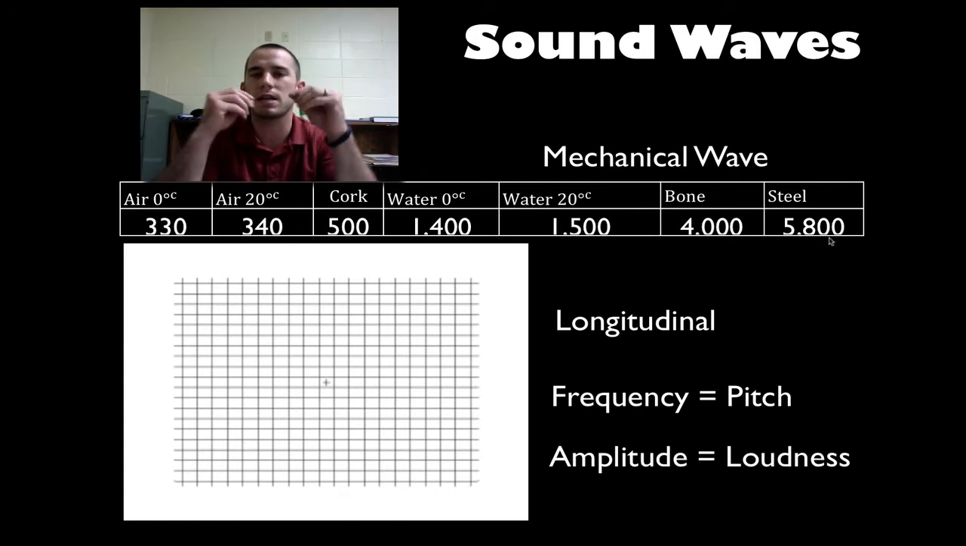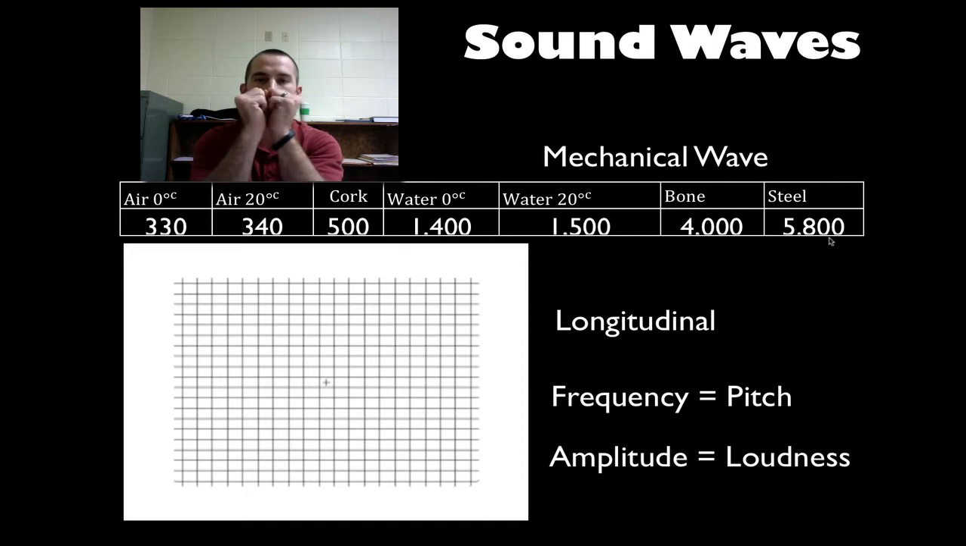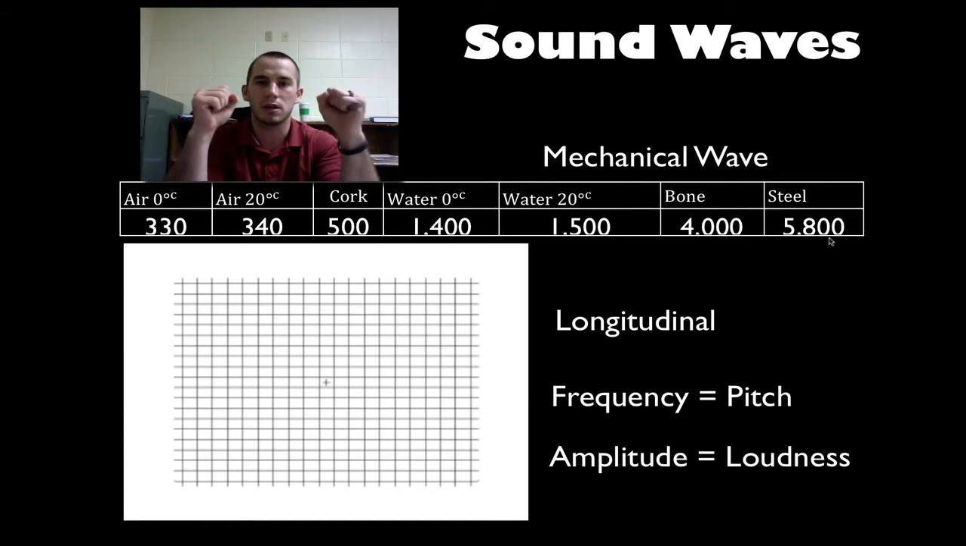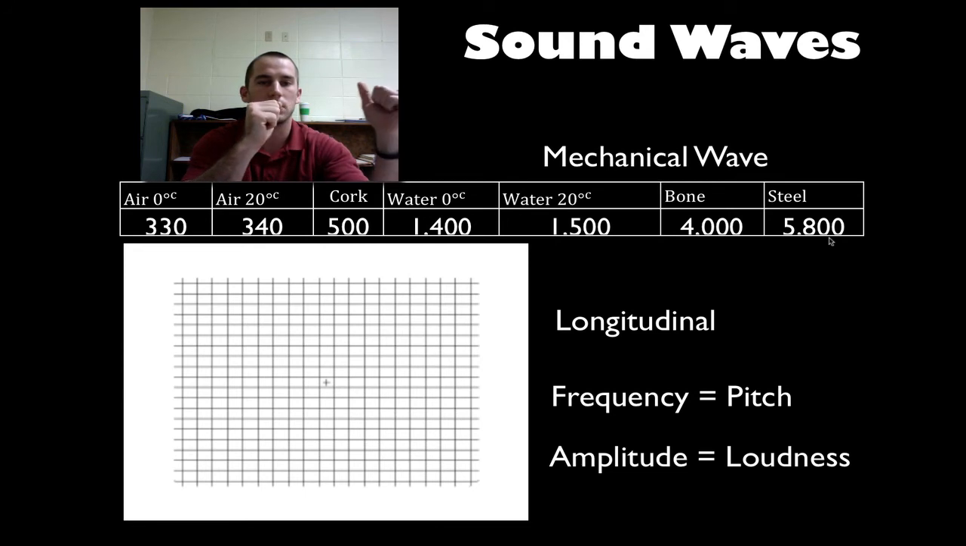Why is that? If we think about the individual molecules in steel, they are really compact and close together, so it's a lot easier for the energy to travel from one molecule to the next. But in air, those molecules are spread out and moving around. It's going to take a longer distance to transfer that energy to other molecules, so it's going to go slower than it would in steel.